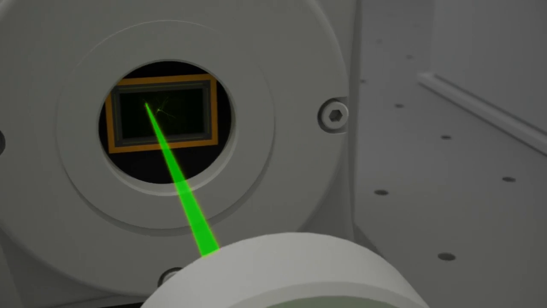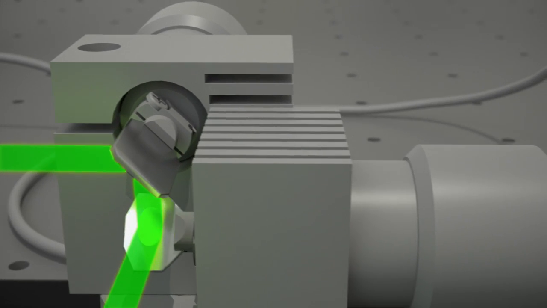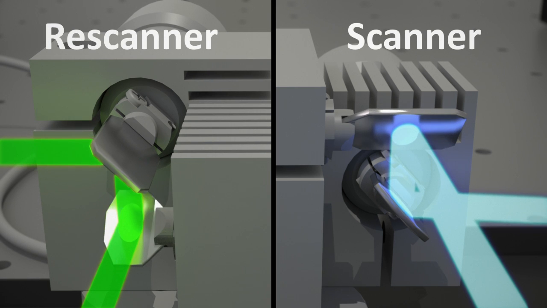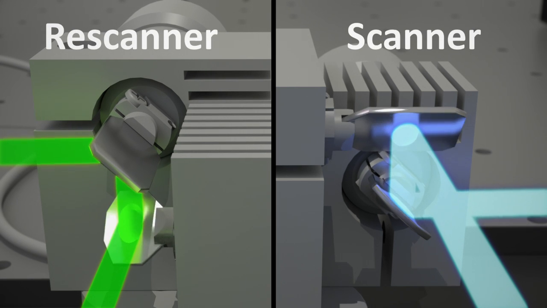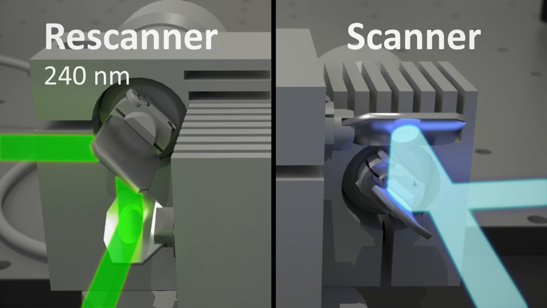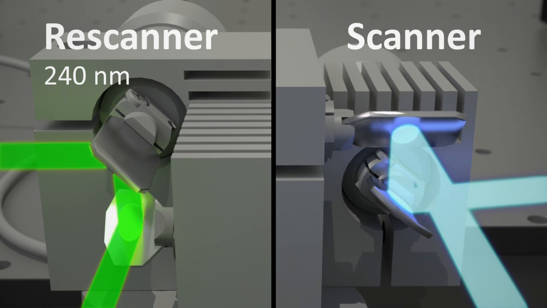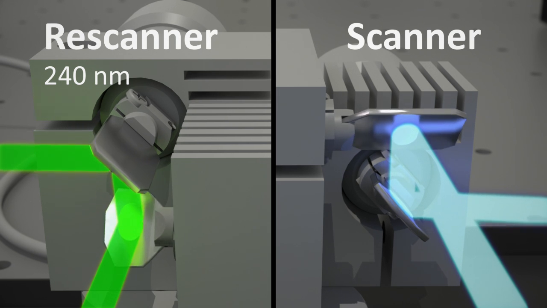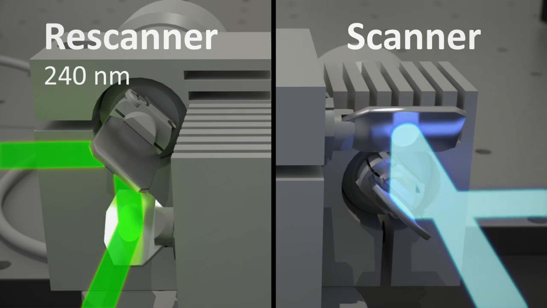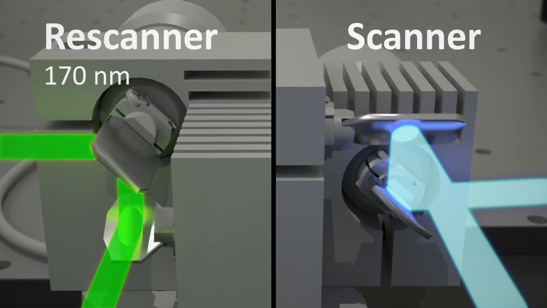By controlling the sweep of the rescanning mirrors, the resolution can be improved in the following way. When the sweep of the scanner and rescanner are identical, the RCM is converted to a conventional confocal microscope with a diffraction-limited resolution of 240 nanometer. But when the sweep of the rescanner is doubled, the RCM is converted to a confocal microscope with improved lateral resolution. The result is a resolution of 170 nanometer.